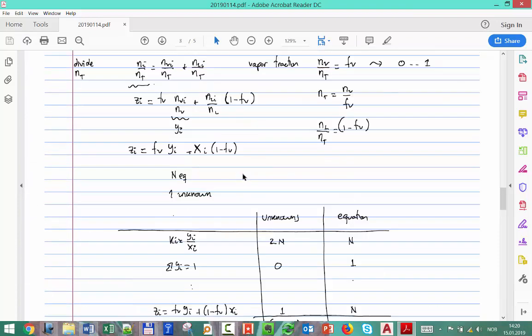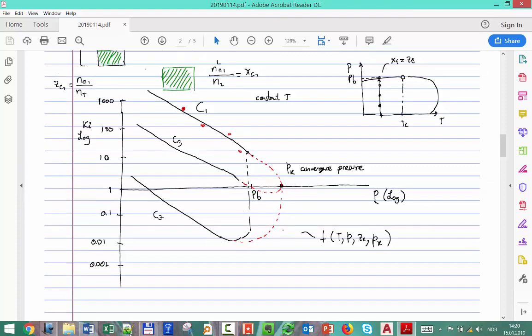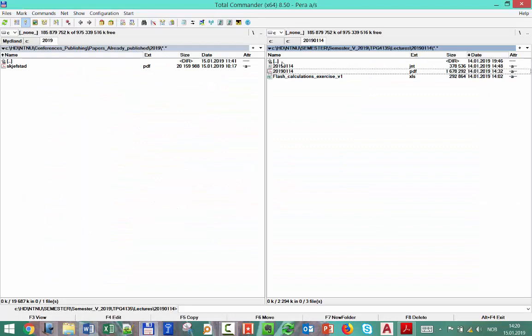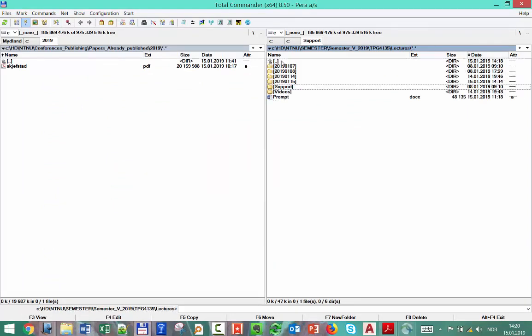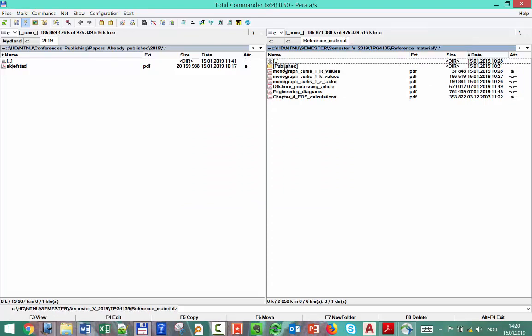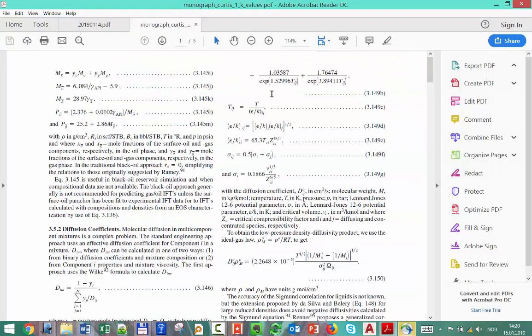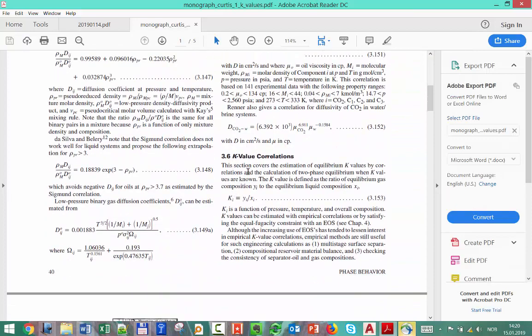Now, one thing that we didn't discuss was the expression we use for this K. I mentioned they are available, so I uploaded for you a new version of the reference material, and you have one section on these K values. It starts here, on this reference material.